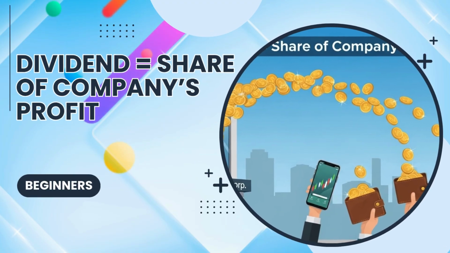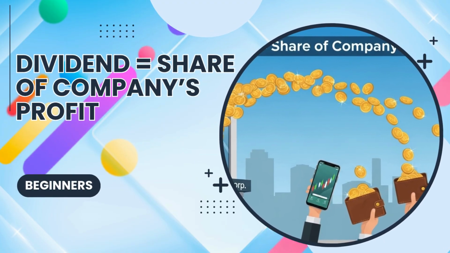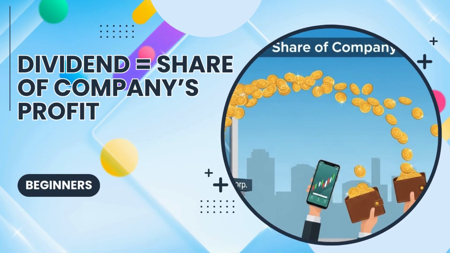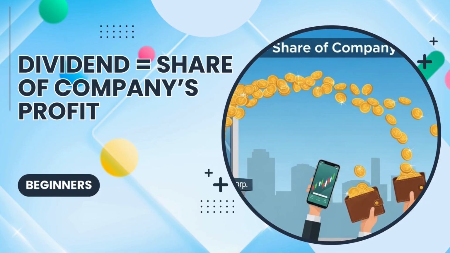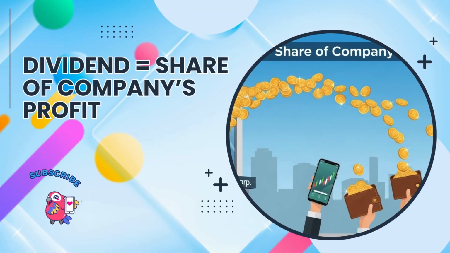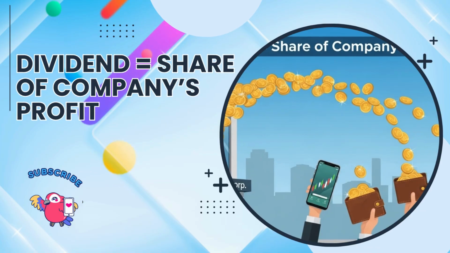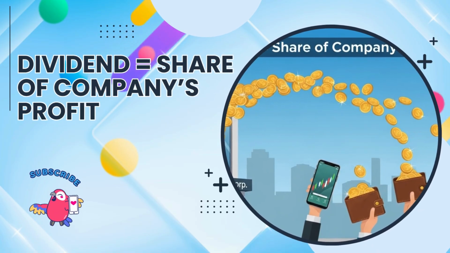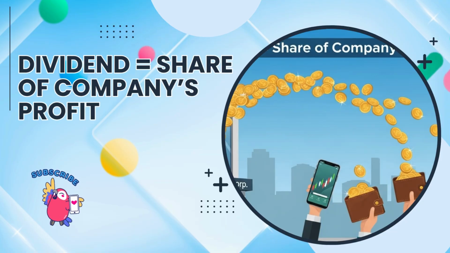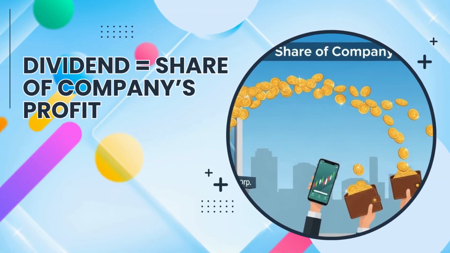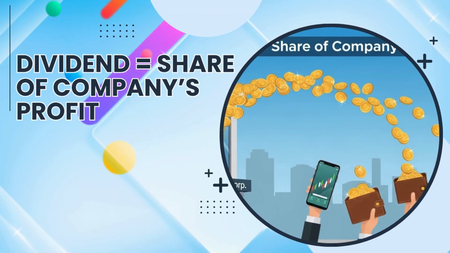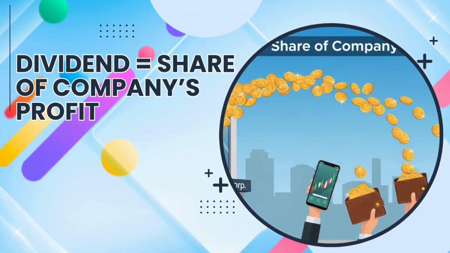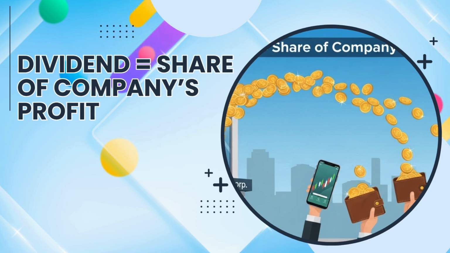A dividend is a portion of a company's profit distributed to shareholders, usually once or twice a year. It's a reward for owning the stock. For example, if a company announces a 10 rupee dividend and you own 100 shares, you receive 1,000 rupees. Dividend-paying companies are often financially strong and consistent performers. However, not all companies pay dividends. Fast-growing firms may reinvest profits back into expansion instead.